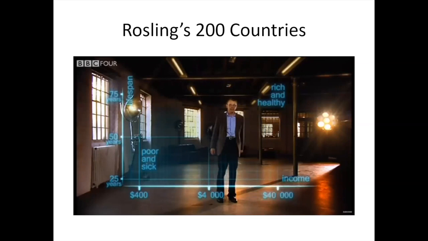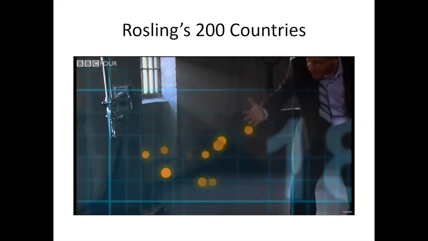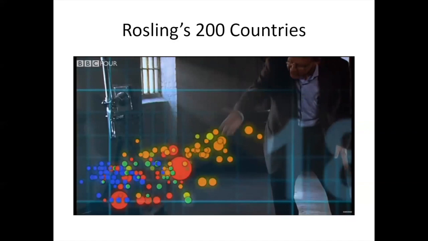Now, I'm going to show you the world 200 years ago in 1810. Here come all the countries. Europe brown, Asia red, Middle East green, Africa south of Sahara blue, and the Americas yellow. And the size of the country bubble showed the size of the population.